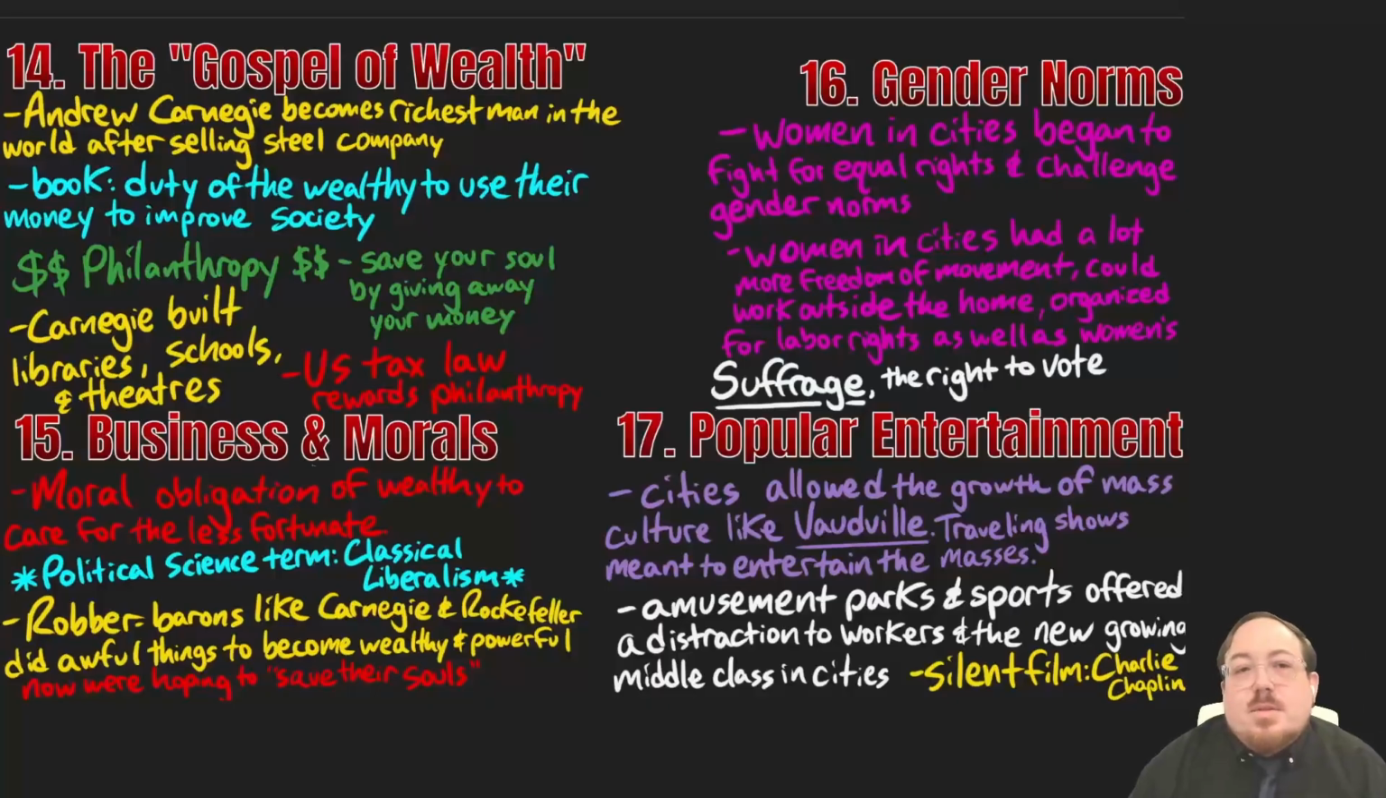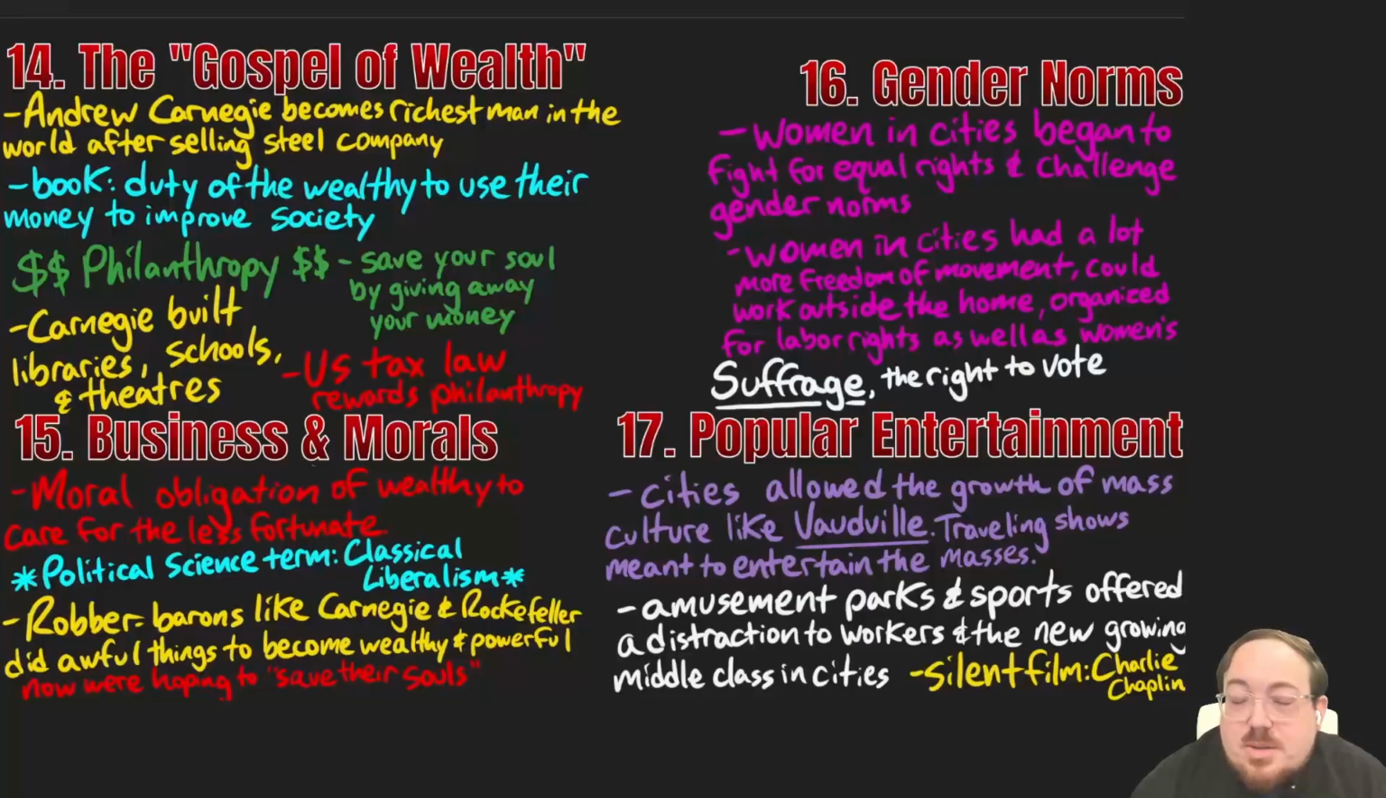Our last term for this chapter is going to be popular entertainment. With the growth of a middle class and you have all these people living in cities, they're going to need a way to sort of entertain themselves. And you have the growth of theater, you have the growth of sports, you have the creation of the first amusement parks. Again, places like Coney Island, where New Yorkers can go and spend time with their family. You also have traveling shows meant to provide entertainment.